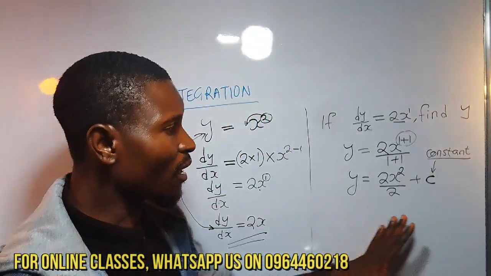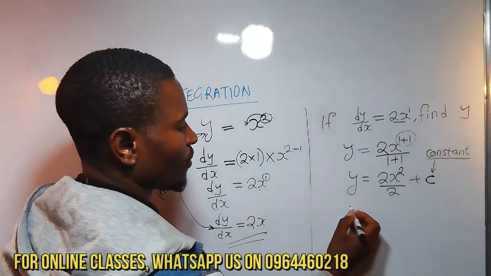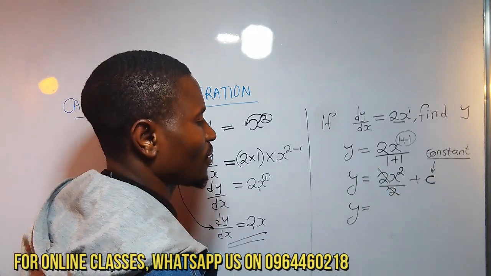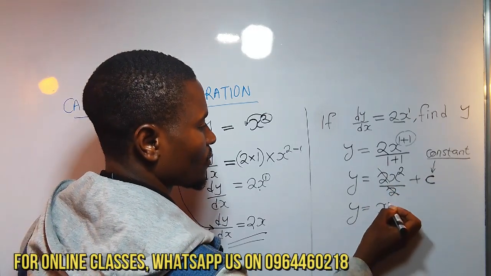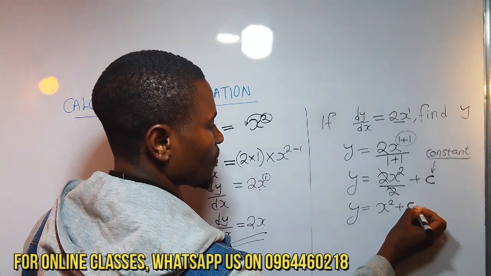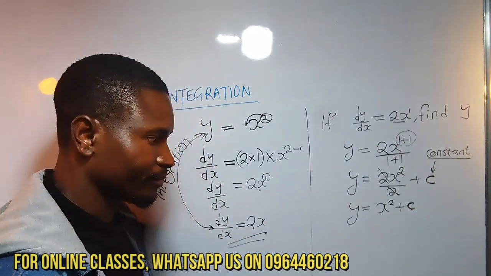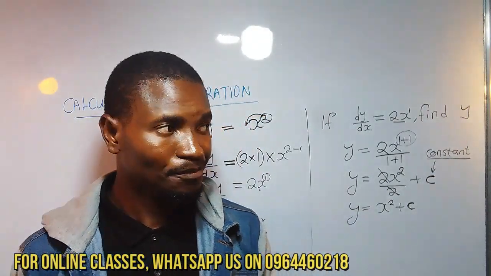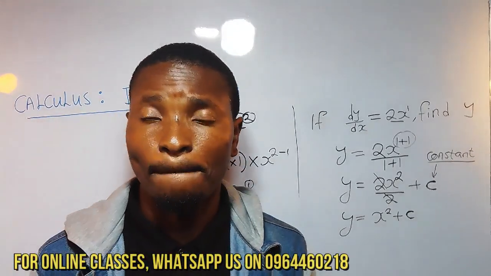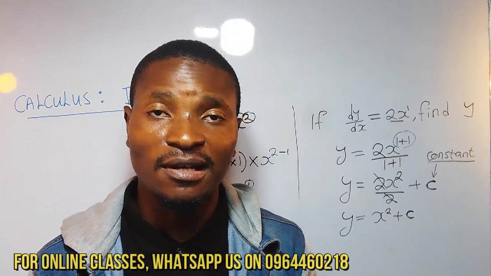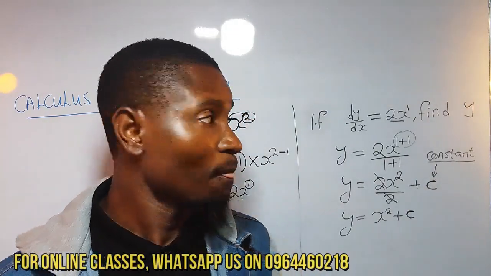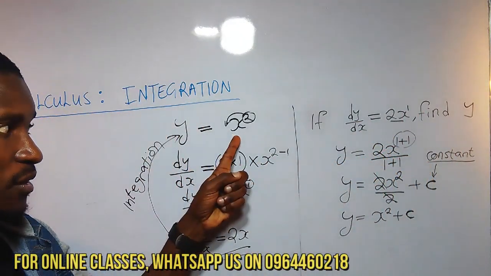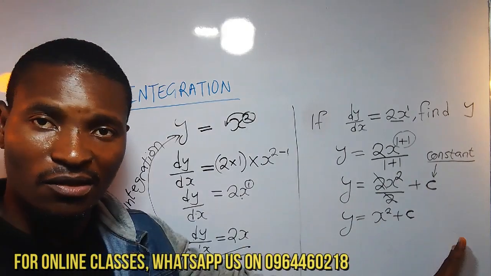So now once you do that, you can simply say y equals x to the power 2 plus c. So that's the final answer. What you've just done is integrate this equation back to the original one, which is this one. So you can just kind of ignore the c.